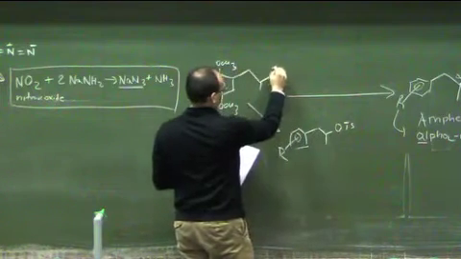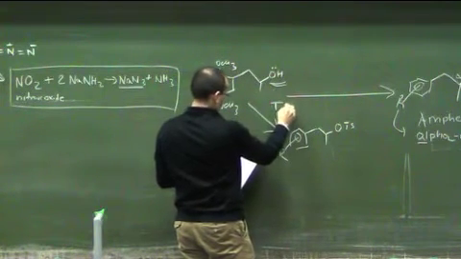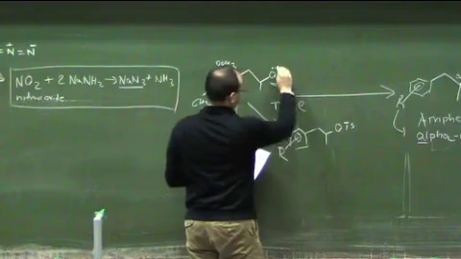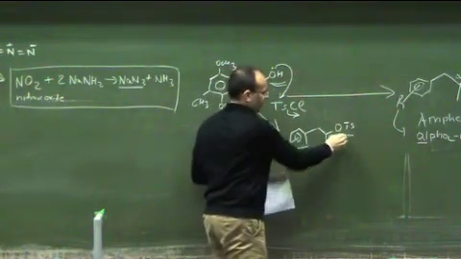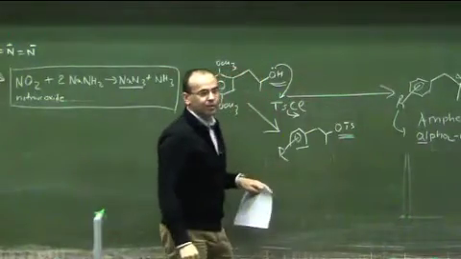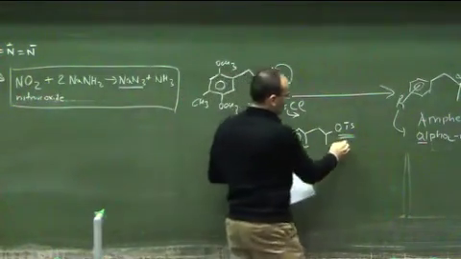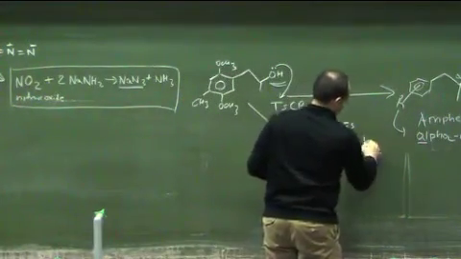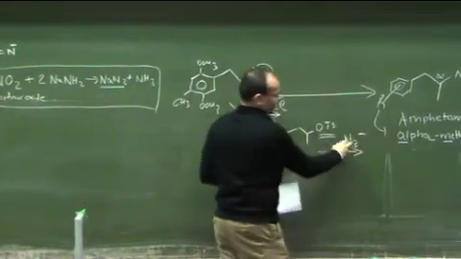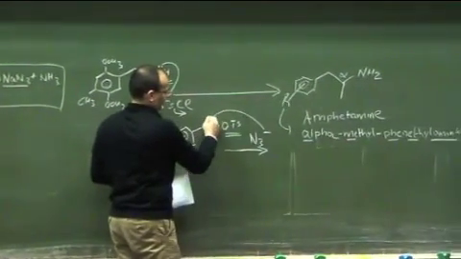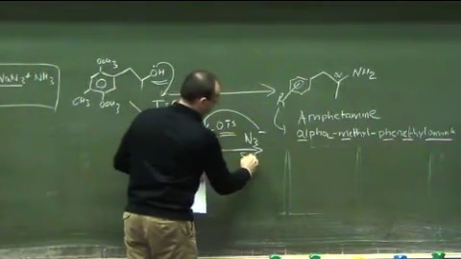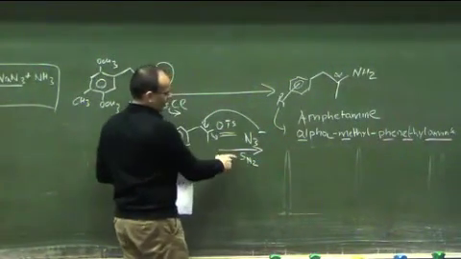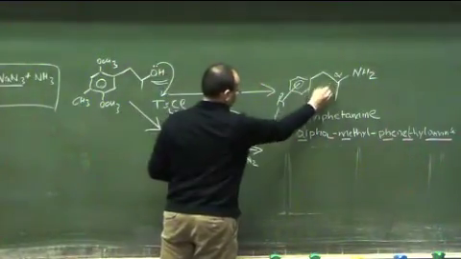Now, this one, you react with tosyl chloride, for example, and make a tosylate, a much better leaving group. And this one now can react with the azide in an SN2 reaction, okay? And this will give you this one.